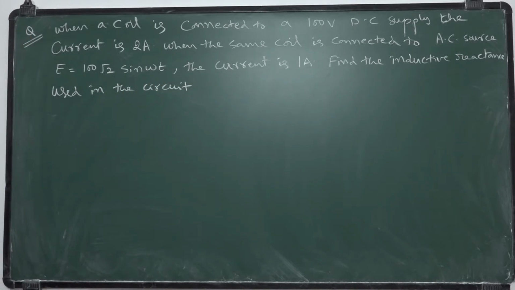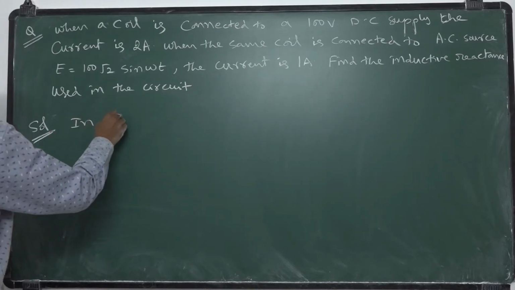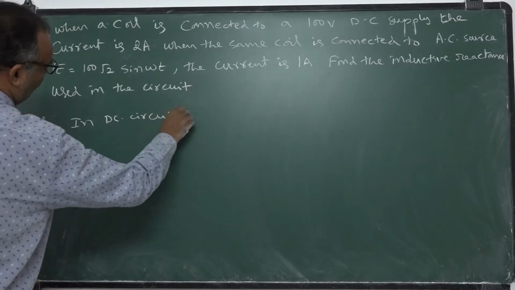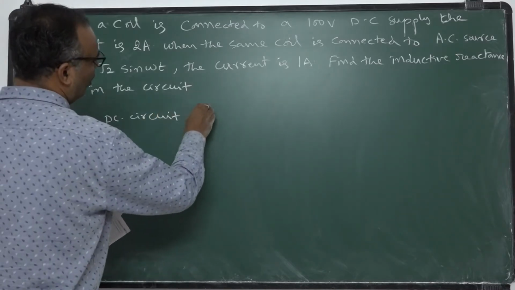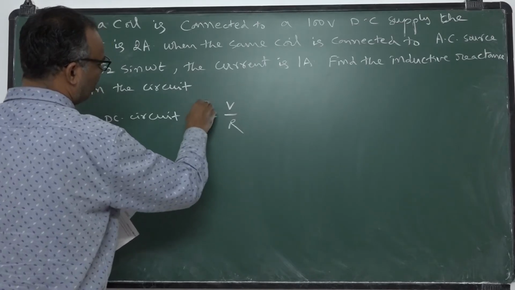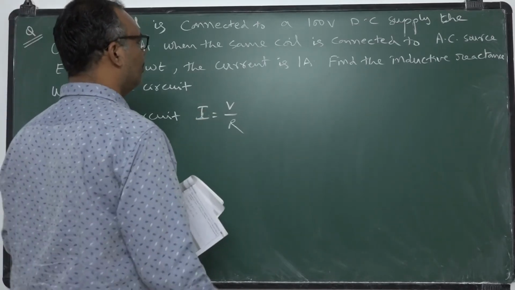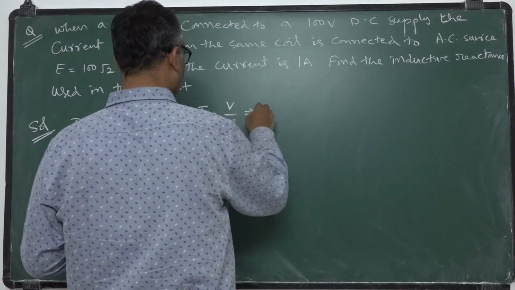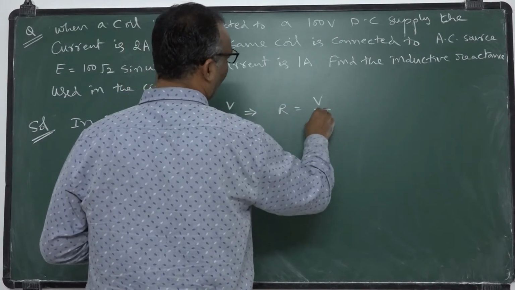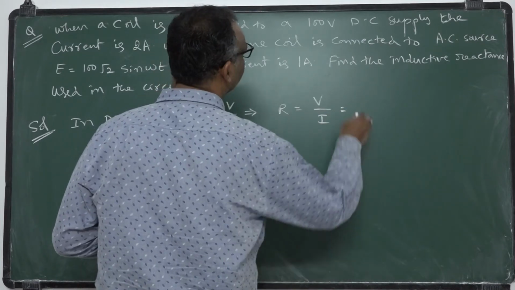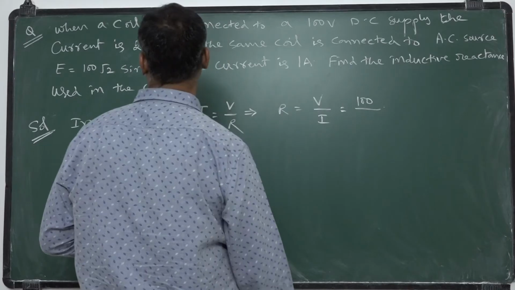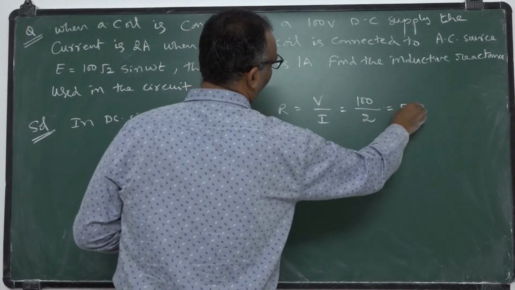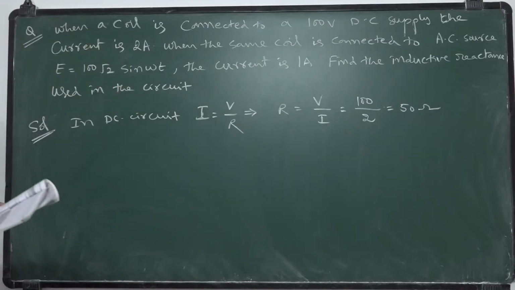Find the inductive reactance used in the circuit. This is the question. The solution is very simple. In a DC circuit, whenever you want current, it is voltage by resistance. DC current, generally we will write capital I, which implies R is equal to V by I. Voltage value is 100 volts, current value is 2 amperes, so 50 ohms is the resistance.